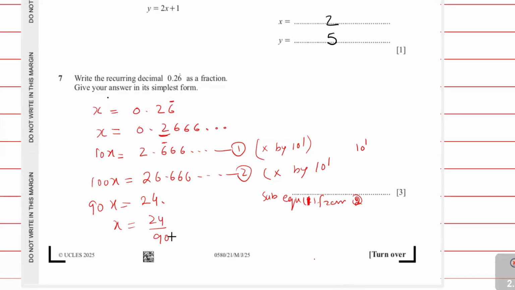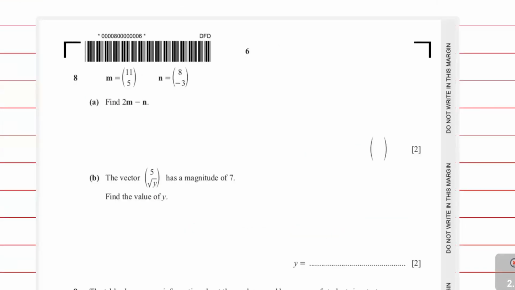And this, we can divide by 6. Look here, 6 times 1 is 6, 3 would be carry, and 6 times 5 is 30, and 6 times 4 is 24. Therefore, 4 over 15 is the fraction of this recurring decimal. This is the answer. Question 8, m equal to the column vector 11, 5 and n is equal to 8, minus 3.